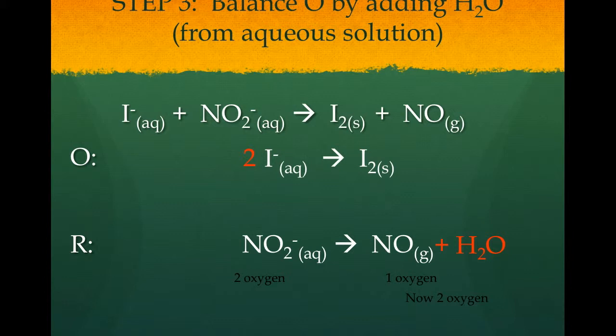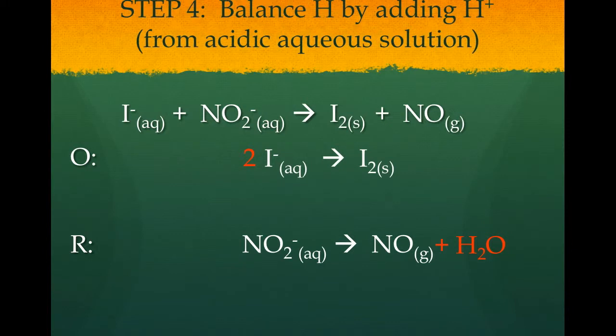All right, step 4. We're going to balance hydrogen by adding H+. Now again, we don't have any hydrogen in our oxidation half reaction, but by using water to balance our oxygen, that changes our hydrogen. So on the reactant side, we don't have any hydrogen, but on the product side, we have 2 hydrogen. Now, in order to get 2 hydrogen on the reactant side, we have to add 2 H pluses. Again, those are coming from the acidic environment, and that now balances our hydrogen. So at this point, all of our atoms should be balanced.